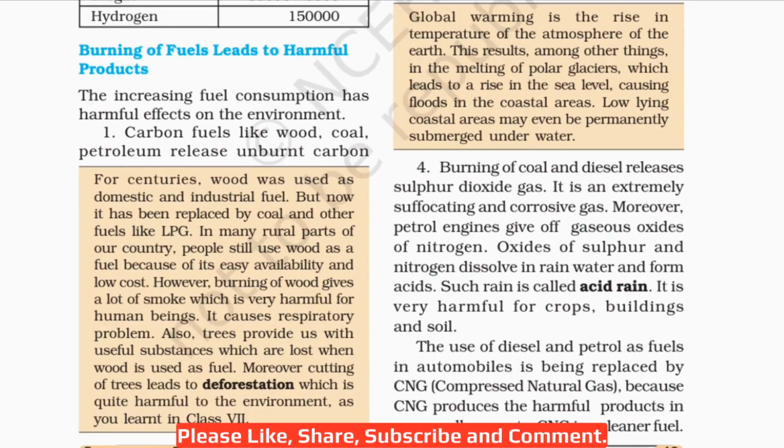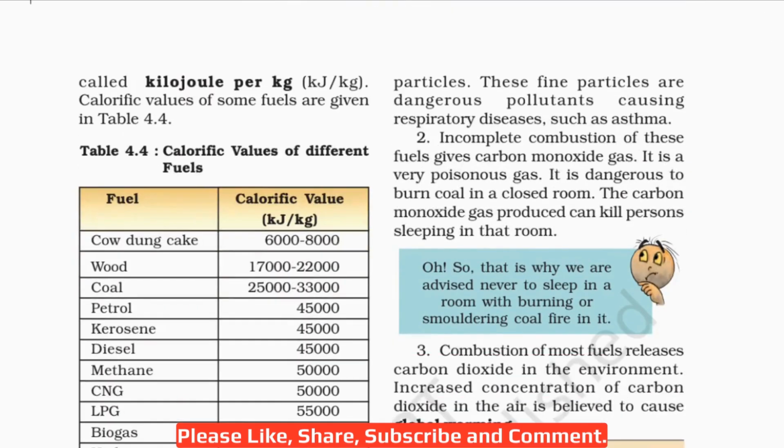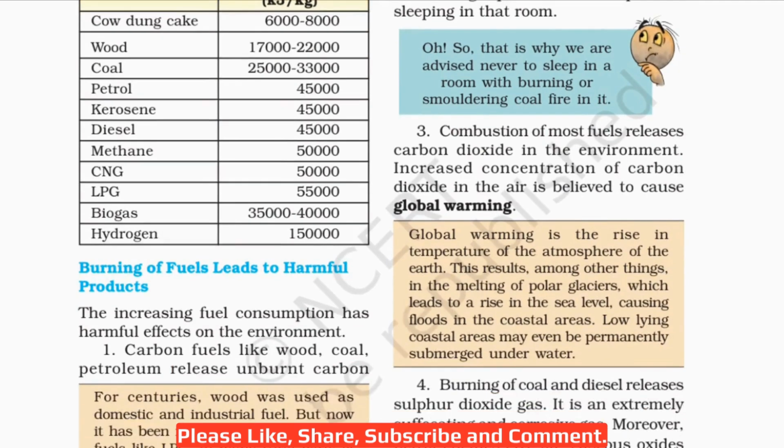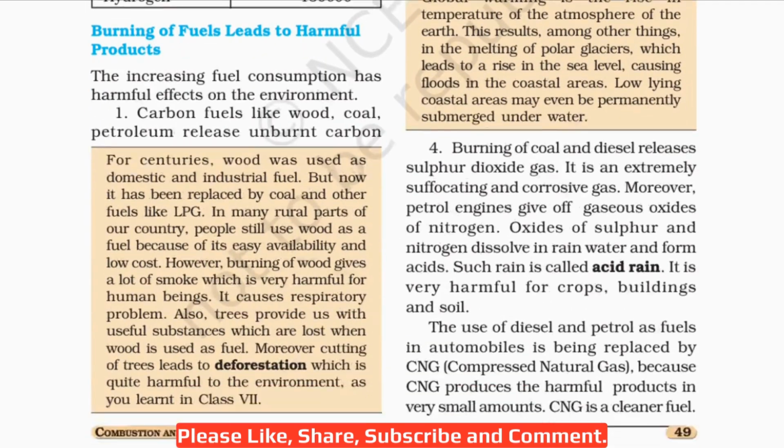How? Let's see. Carbon fuels like wood, coal, petroleum release unburned carbon particles. These fine particles are dangerous pollutants causing respiratory diseases such as asthma. So burning of wood, coal and petroleum releases harmful particles which are not good for our health, for our respiratory organs.